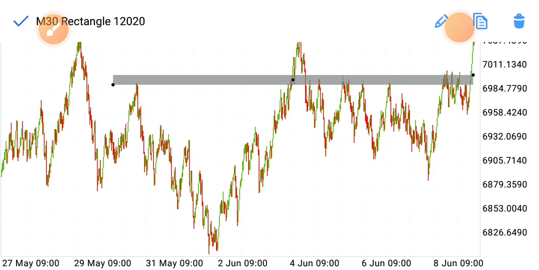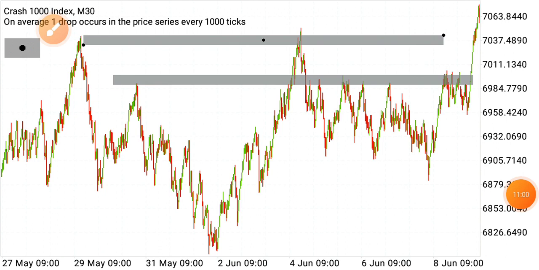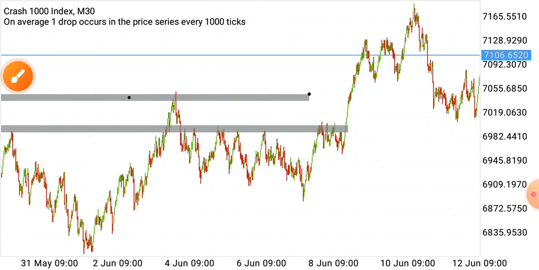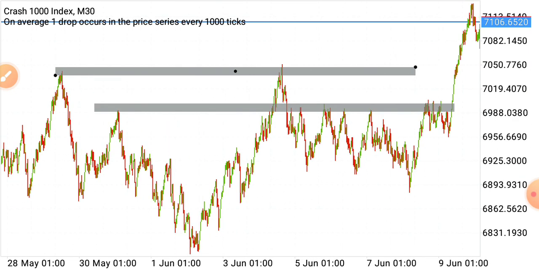Let me duplicate this. Okay, this one here now. If we have price getting to this point, there's a chance of it reversing. Once price gets to this point, there's a chance that it can reverse. All right, so now let's concentrate on the first one I drew.